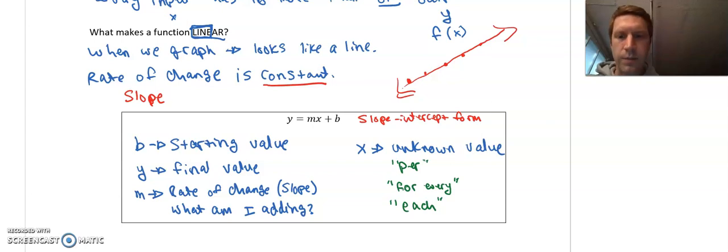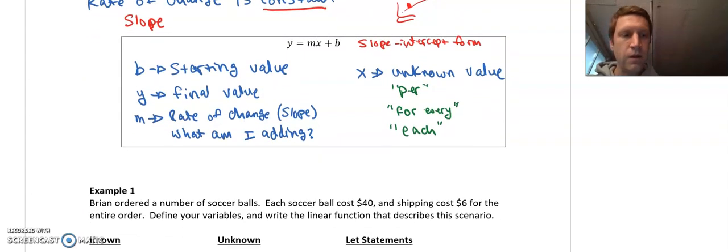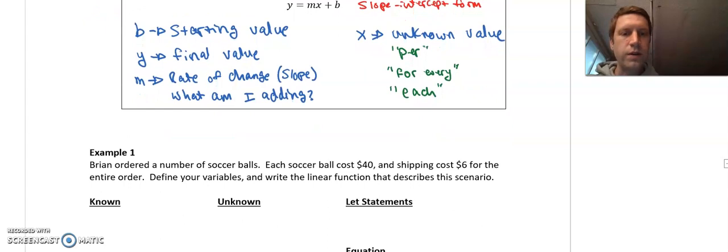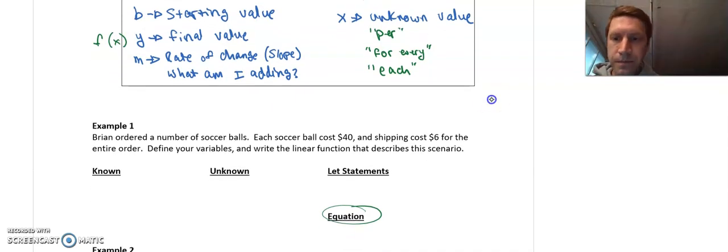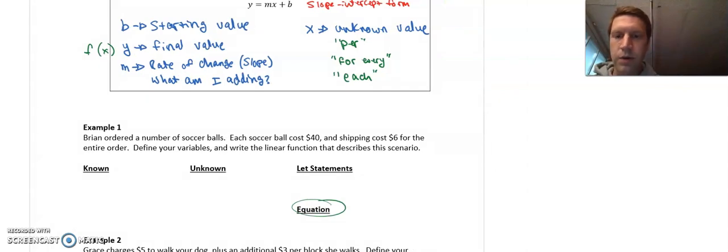Okay, so I know this is a little abstract, but I think once we do a few examples, it becomes a little bit easier. So what we're going to do here is kind of build a process for coming up with our equation or our function, and keep in mind that we could also replace y with f of x if we're saying it's a function. Okay. So for example 1, it says that Brian ordered a number of soccer balls. Each soccer ball cost $40 and shipping costs $6 for the entire order. Define your variables and write the linear function that describes the scenario.